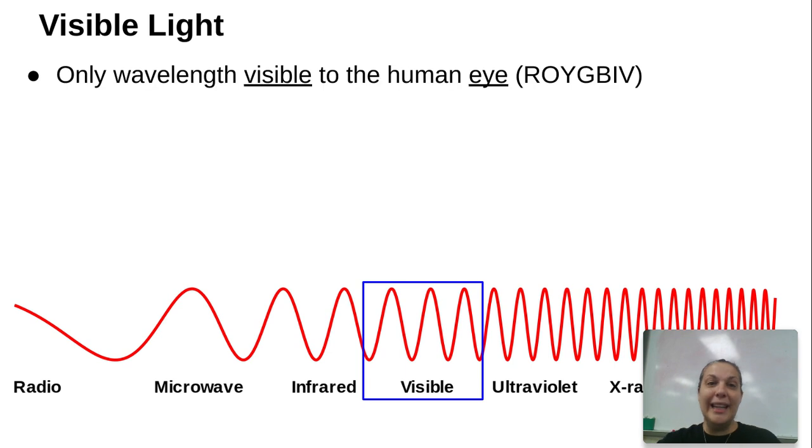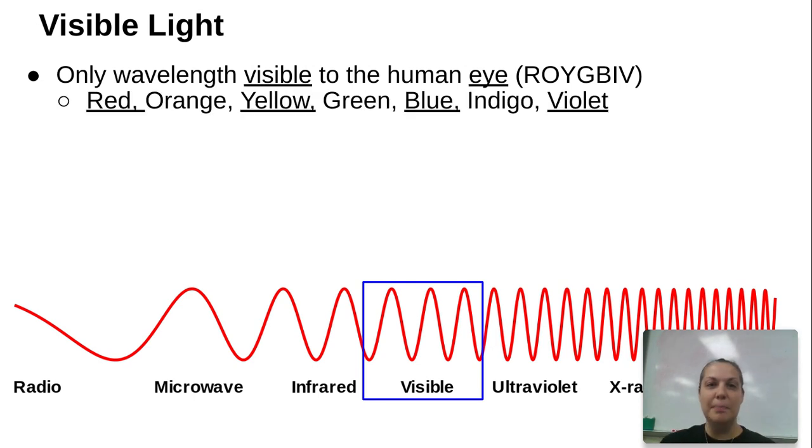Next, we have visible light. And so this is the only wavelength of light that is visible to the human eye. Roy G. Biv: red, orange, yellow, green, blue, indigo, violet, are the rainbow. They're all only part of this tiny little section of the electromagnetic spectrum. So red, orange, yellow, green, blue, indigo, violet. I'll give you a moment to fill in those.